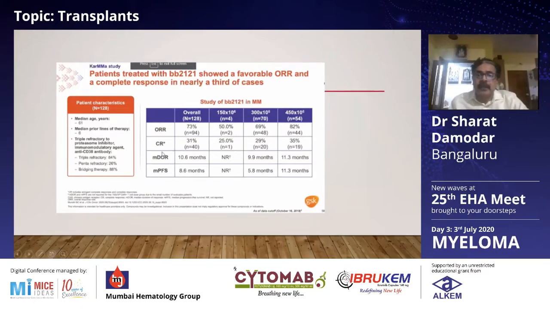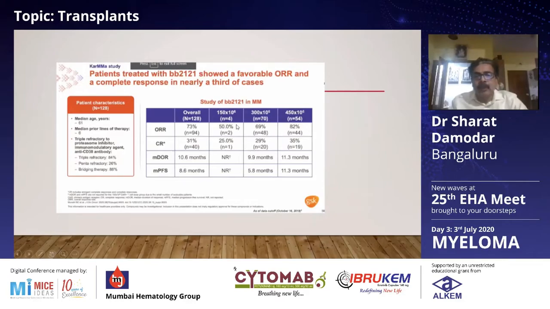If you look at this data in its totality, you have an overall response rate of 73%. So you can see that's really better than whatever I put up so far in the previous studies in the relapsed refractory myeloma setting. CRs of 31%, median duration of response of about 10 months, median progression-free survival of about 8 to 9 months.